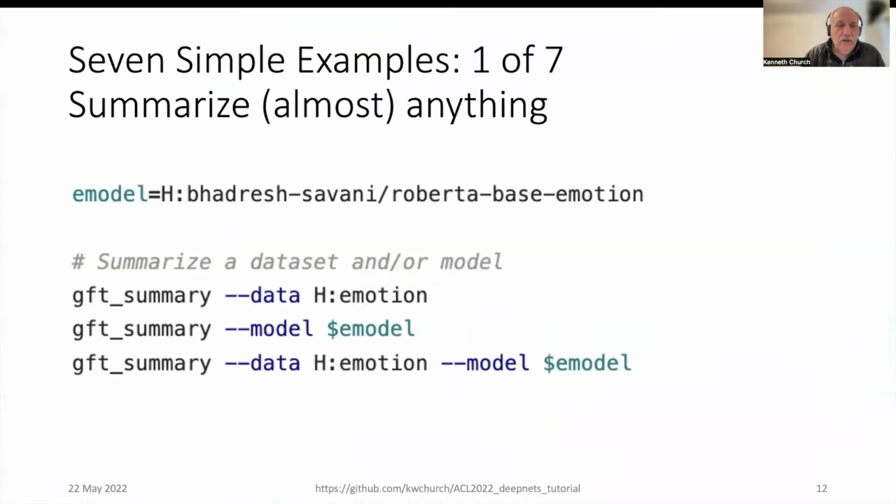So the first one is summary. You can take either a model, a data set, or some other things, and it'll describe whatever that thing is.